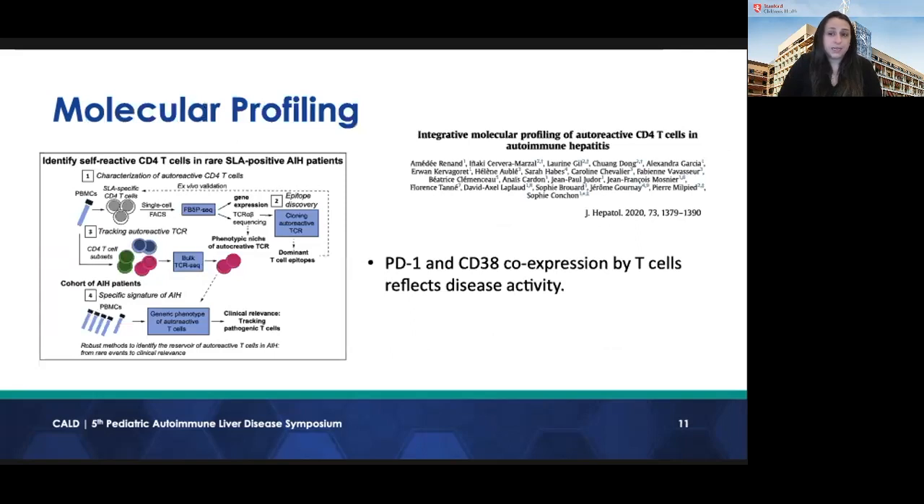Characteristic of autoimmune hepatitis, like other autoimmune diseases, is the accumulation of autoantibodies produced by B lymphocytes following their interaction with CD4 T lymphocytes. This study out of France looked at integrative molecular profiling of CD4 T cells in autoimmune hepatitis, highlighting that PD-1 and CD38 co-expression by T cells reflected disease activity. Now, this is an example of work that will be essential to track, delineate, and target pathogenic T cells in AIH.